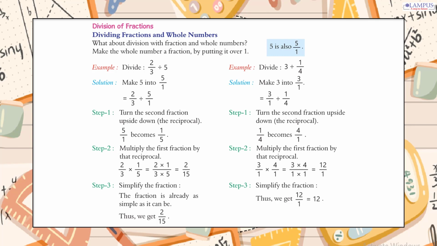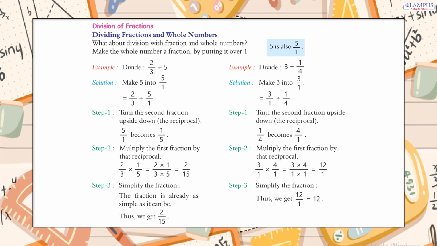Step 1. Turn the second fraction upside down, the reciprocal. 5/1 becomes 1/5. Step 2. Multiply the first fraction by that reciprocal. 2/3 multiplied by 1/5 equals 2 multiplied by 1, whole divided by 3 multiplied by 5, equals 2/15. Step 3. Simplify the fraction. The fraction is already as simple as it can be. Thus, we get 2/15.